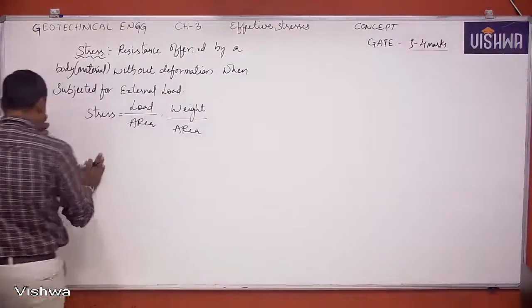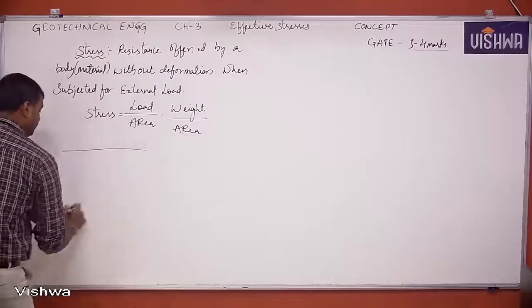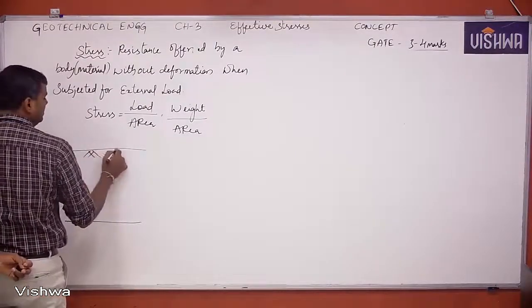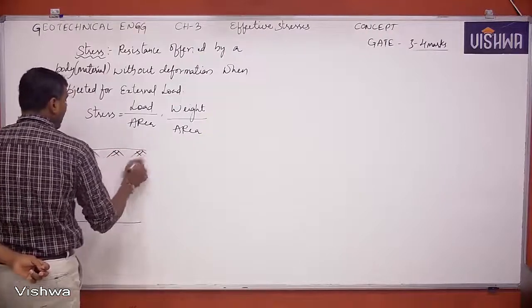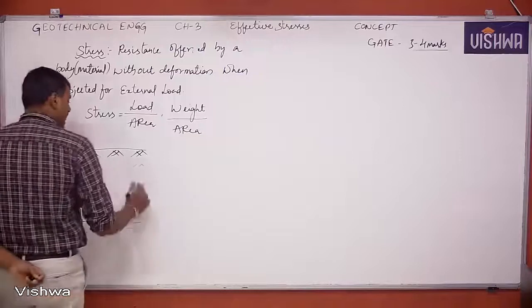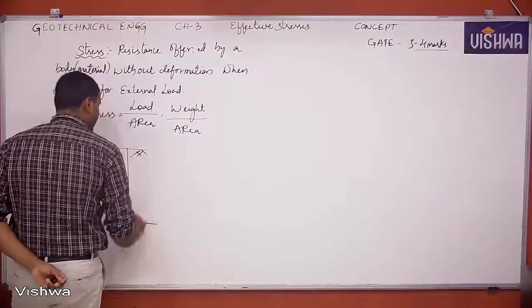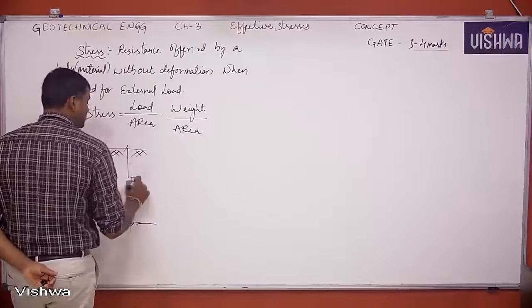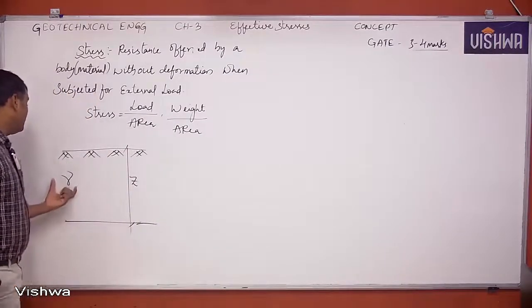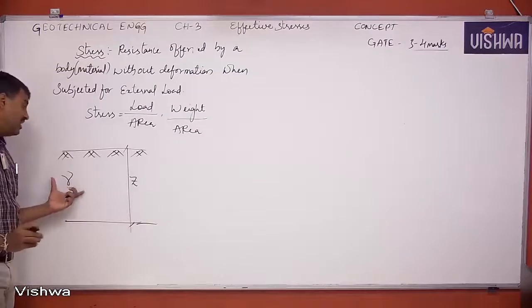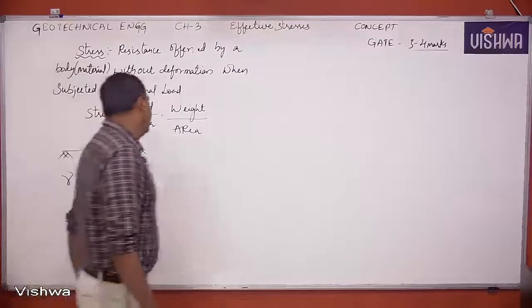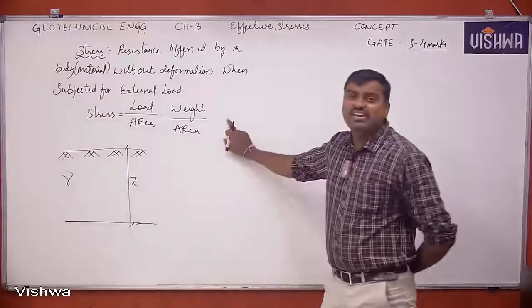Now, what we will do? I will take a soil layer having unit weight gamma, and its depth or thickness is Z. I am considering unit weight of soil as gamma and thickness or depth as Z. Now for this, we will see how the formula will vary.